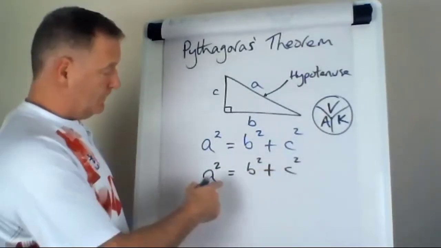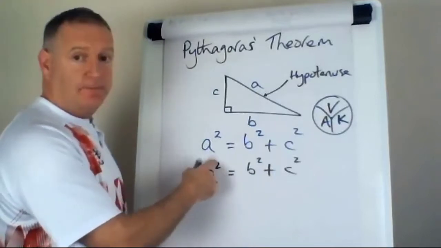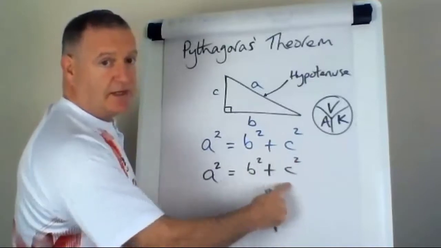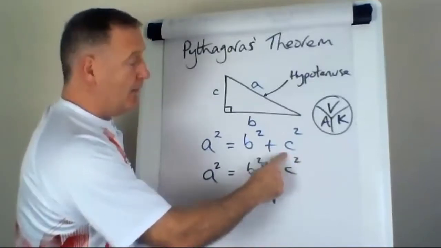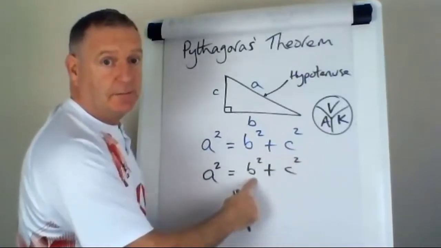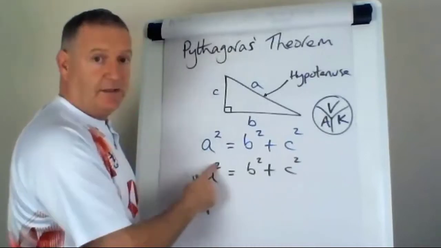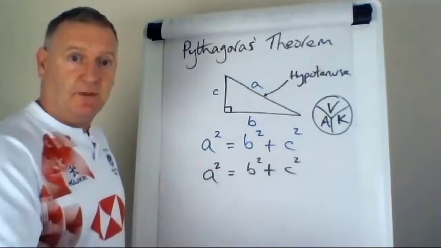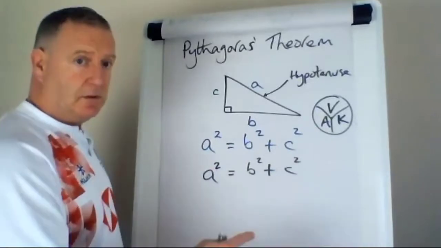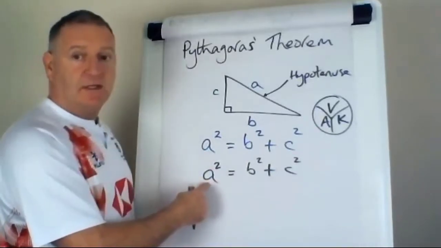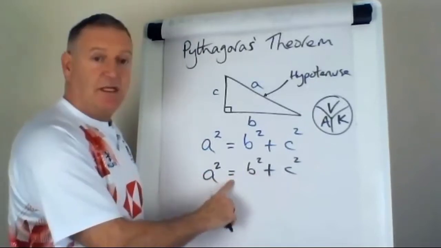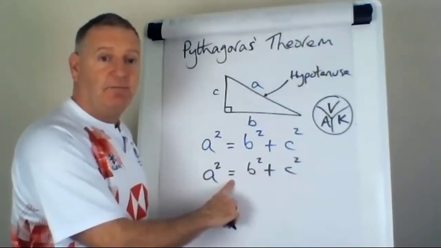How much is there here? A squared. How much is there here? B squared plus C squared. Remember when we've done the equations in the course? How much is there here? A squared. How much is there here? B squared plus C squared. How do you know? Because equals means same value.